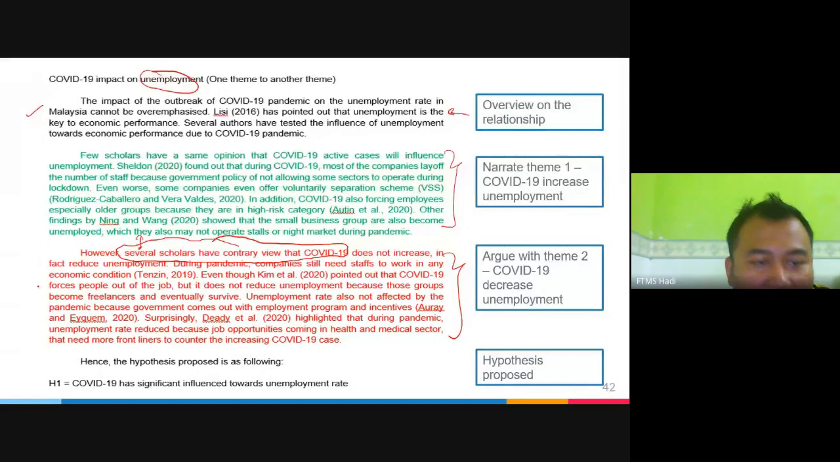Contrary means that they do not agree with this one. Yeah, they do not agree with this one. So there is a synthesized, narrative and argumentative. Yeah. So the hypothesis is proposed as following this one.